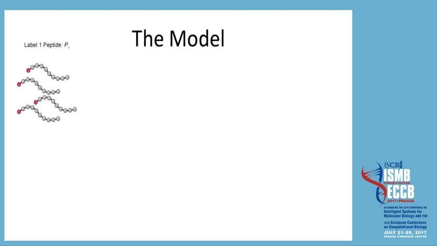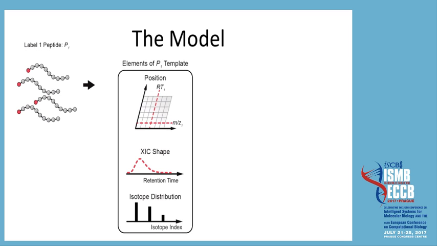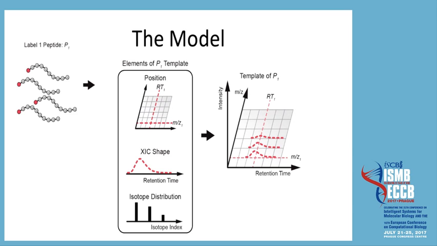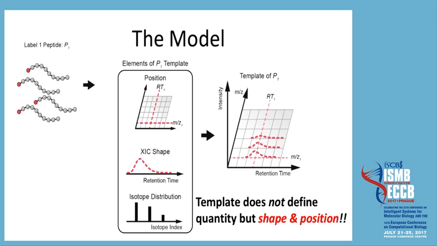So from P1, the model assumes the following 3 elements are known. The first one is the position of the P1 XIC in the m/z retention time plane. The second is the shape of the XIC. And the last one is the isotope distribution of P1. By combining these elements, we can know the shape and the exact position of the XIC from P1, which is called the template of P1. But note that the template does not have any quantity information; it only has shape and position information.